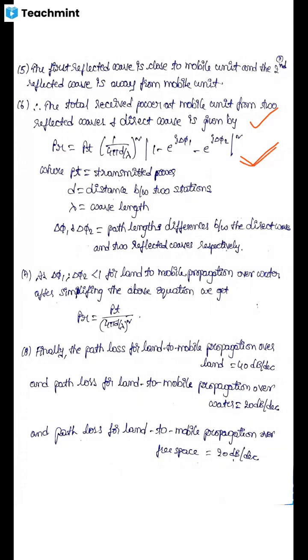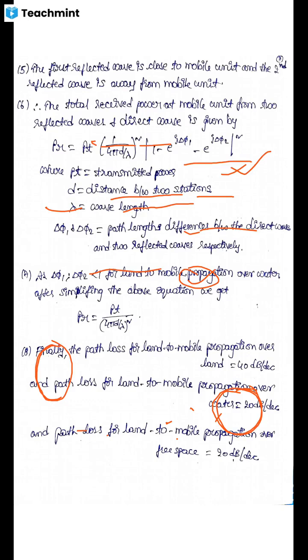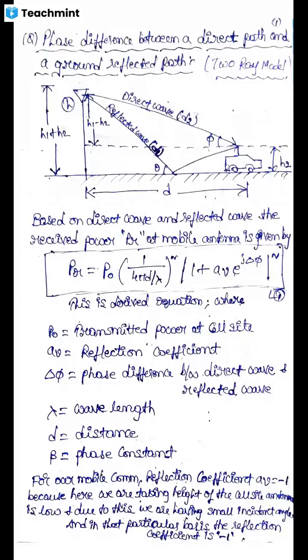This expression you had already studied in the two-ray model. The same expression. Once for reference, I am showing you the two-ray model. Coming to the two-ray model, the expression is PR equal to P naught into (1 by 4 pi d by lambda) whole square, times 1 plus AV e power j del phi.